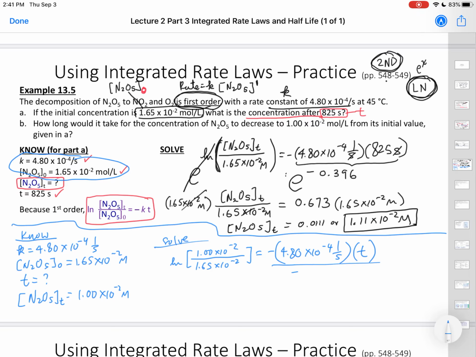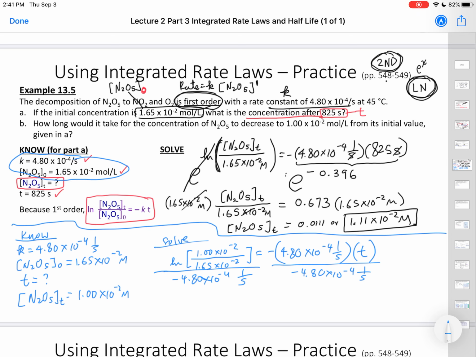So really we're going to divide this side by negative 4.80 times 10 to the minus 4, 1 over seconds. And we're going to divide this whole thing by minus 4.80 times 10 to the minus 4, 1 over seconds.